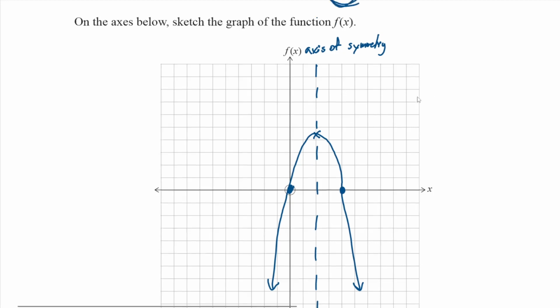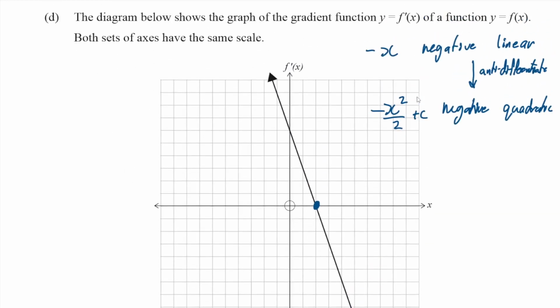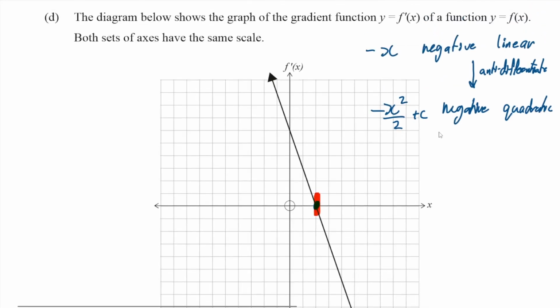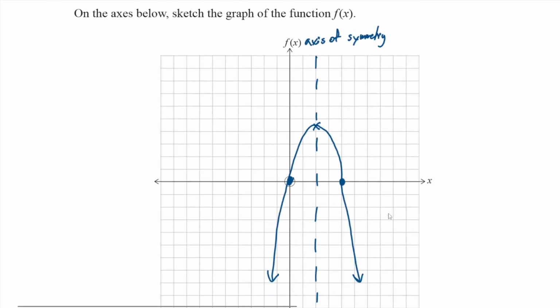Alright, so let's quickly summarize this. Looking at this straight line, we acknowledged it was a negative linear graph. So when we anti-differentiate, we get a negative quadratic. So we know the shape. However, we looked for the key point, which is the x-intercept on the gradient function, right? And that will correspond to the turning point on the original function, because it has a gradient of 0 at that point.